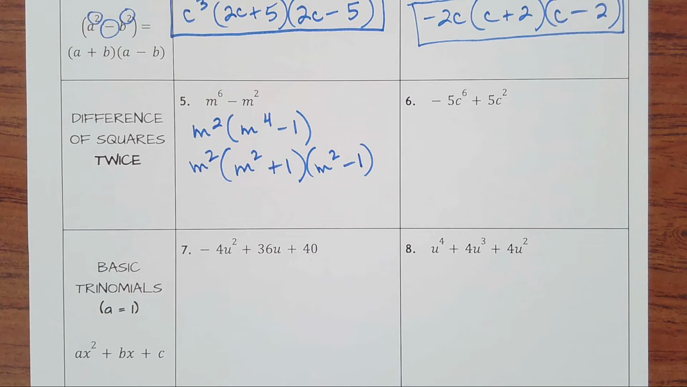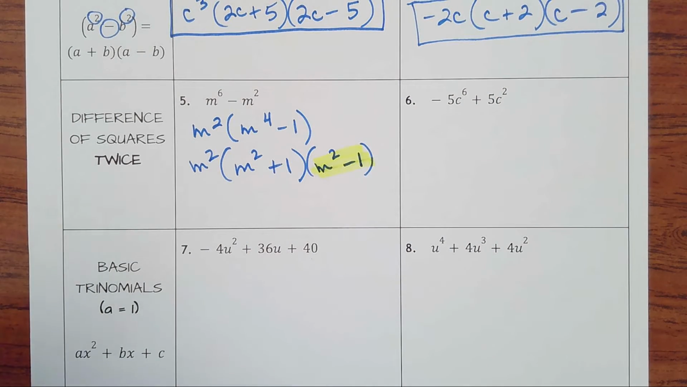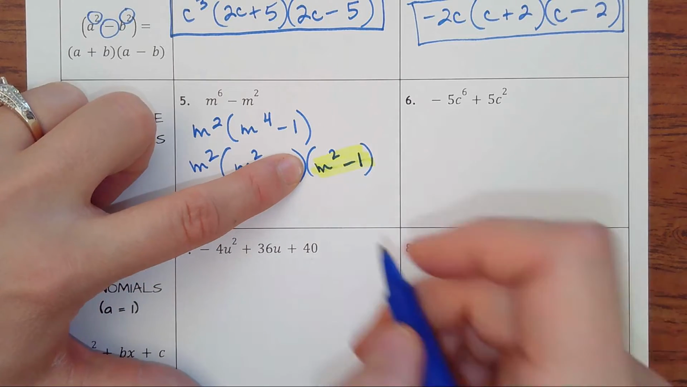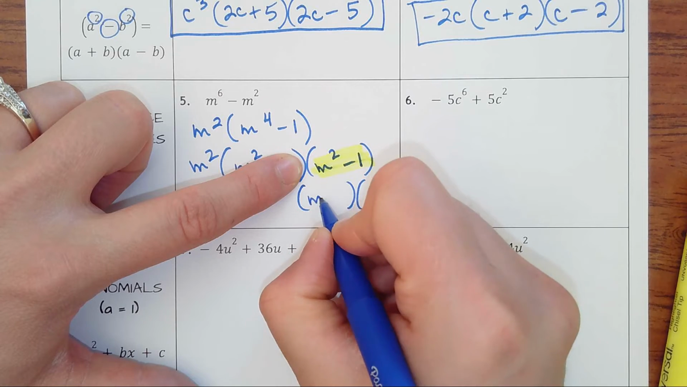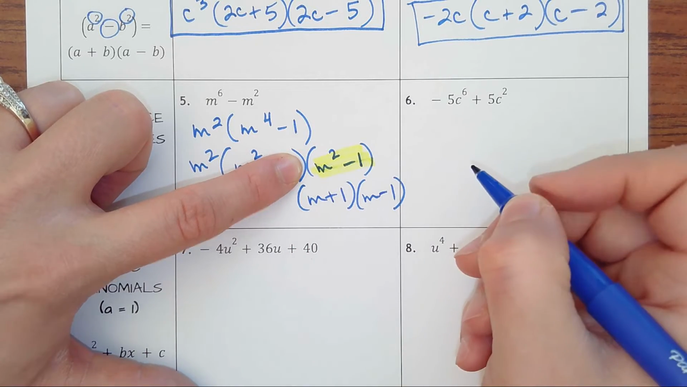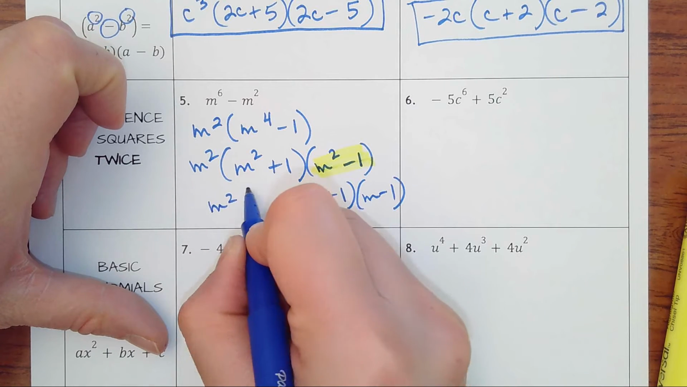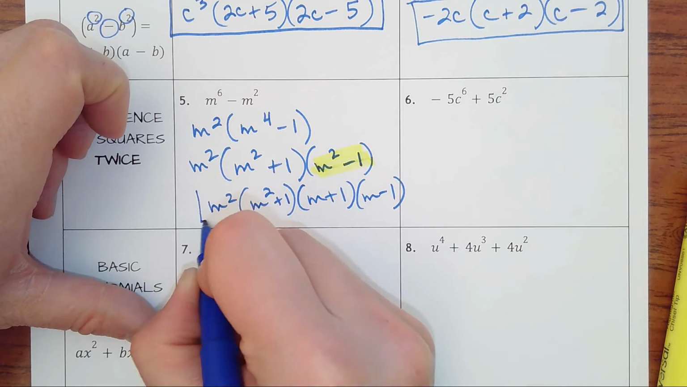Which one can I do again? The one that has subtraction. It doesn't work with addition. And so all I would need to do is take this one more step further to say, splitting up the m squared would be m times m. Square root of 1 is still 1, so one's plus 1, one's minus 1. And then bring down the other stuff too. So it has 1, 2, 3, 4 factors.